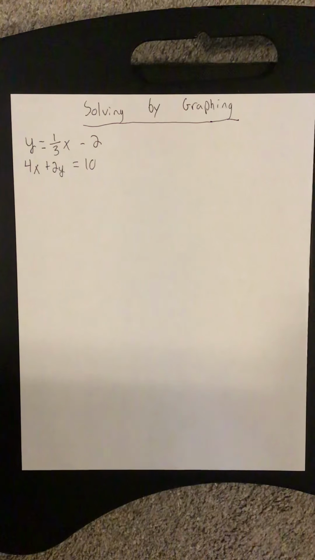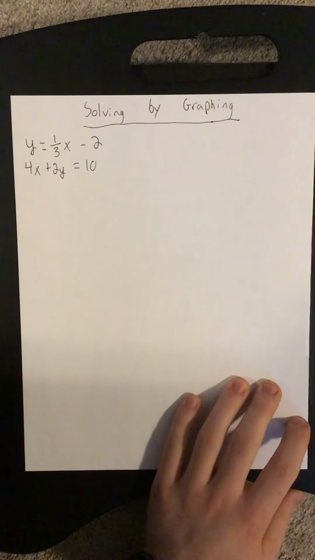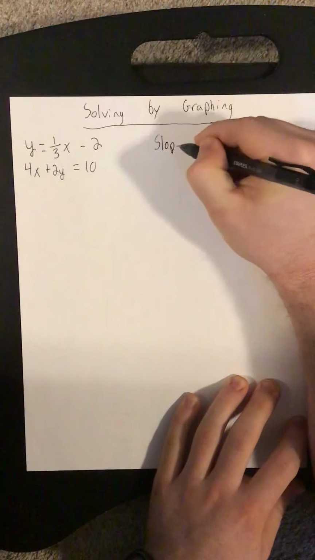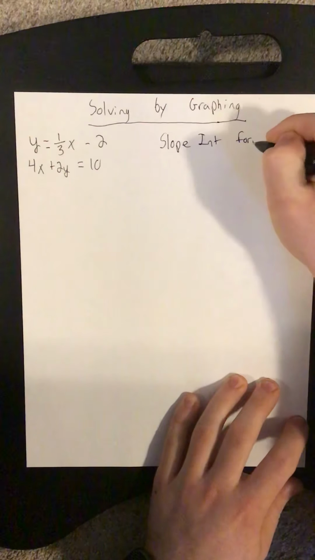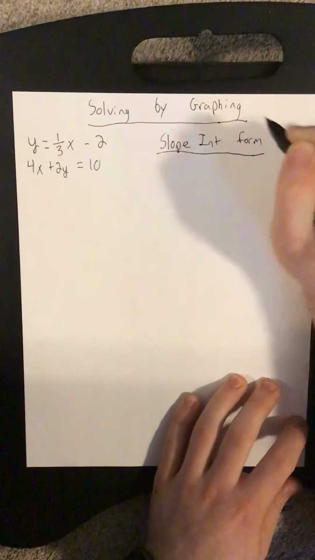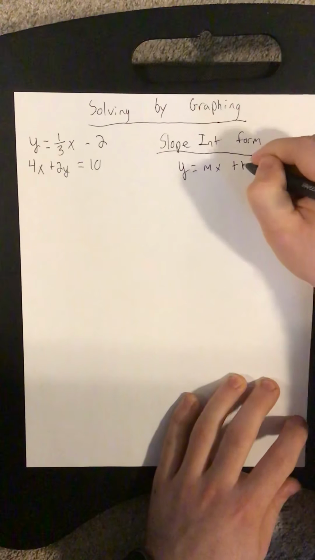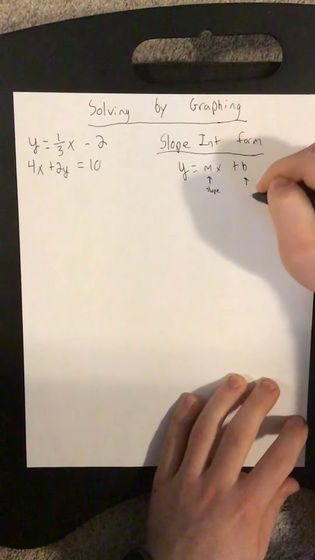Today we are going to solve by graphing. Step 1 is to get both equations into slope-intercept form. And if you remember back, that looks like y equals mx plus b, where m is your slope and b is your y-intercept.